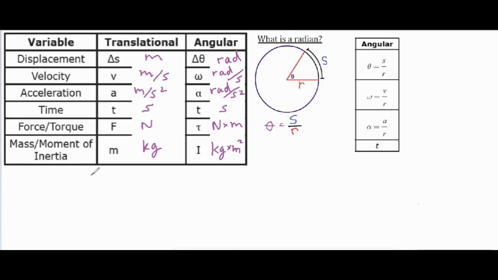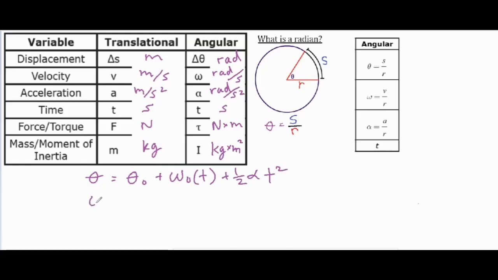For example, we have theta equals theta naught, our initial displacement, plus omega naught times t plus 1/2 alpha t squared. That is typically the most common formula you may use.